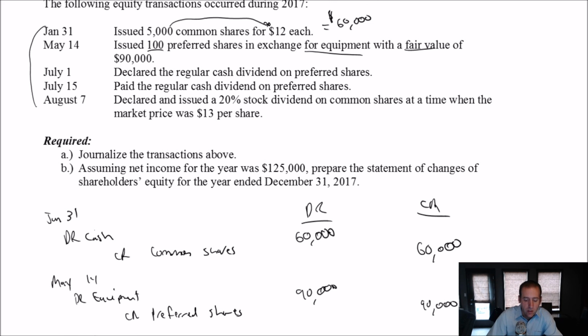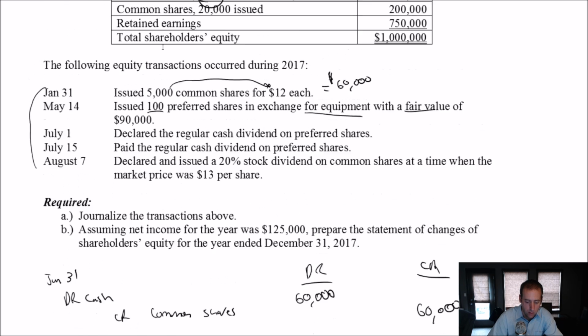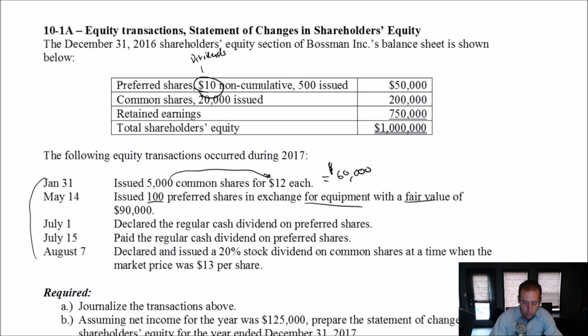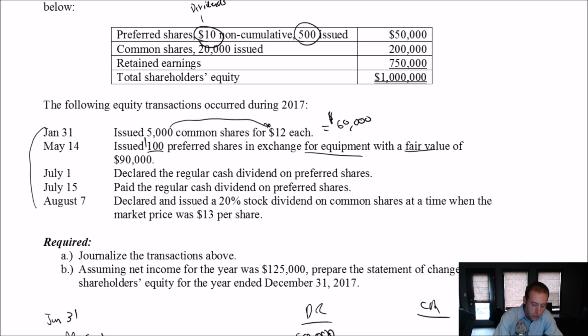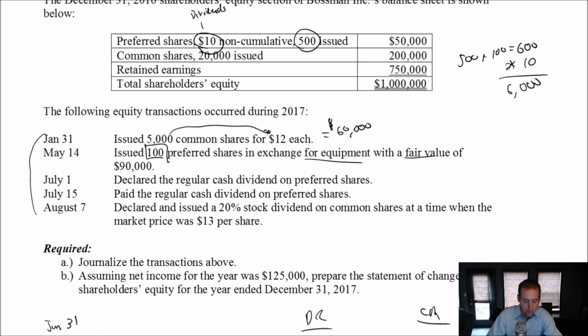Declared the regular cash dividend on preferred shares. Well, what was our dividend on preferred shares? We said we are going to pay a dividend of $10 per preferred share, and there's 500 out there, except we've just issued 100 more. So there's 500 plus 100, there's 600 shares out there, and we're going to pay $10 for each one. So that's $6,000 in dividends.